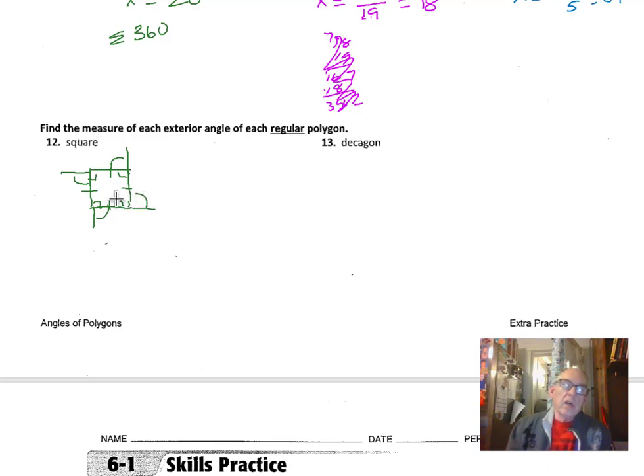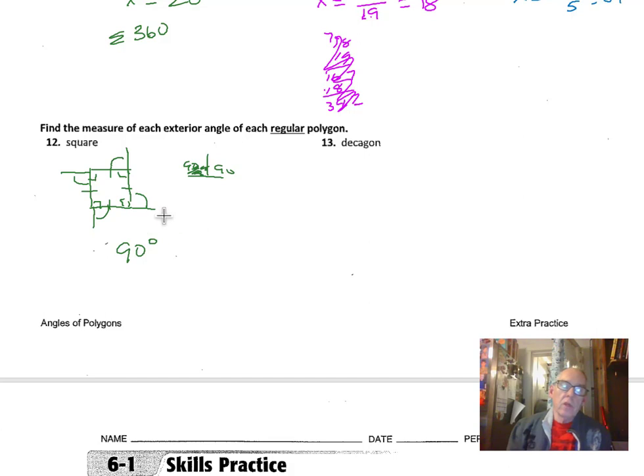We can see that, like if we pull up on this part here, basically we got the inside part of the square, which is a right angle, and a linear pair means that that exterior angle must be right. So we have 1, 2, 3, 4 exterior angles. Each one is 90 degrees.